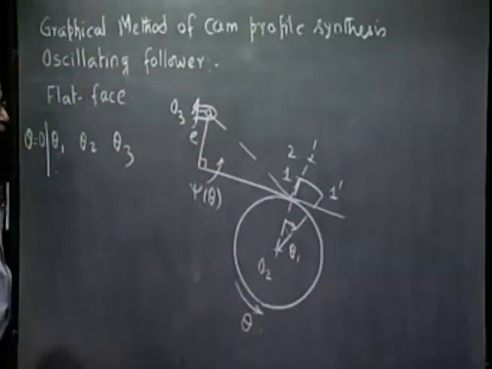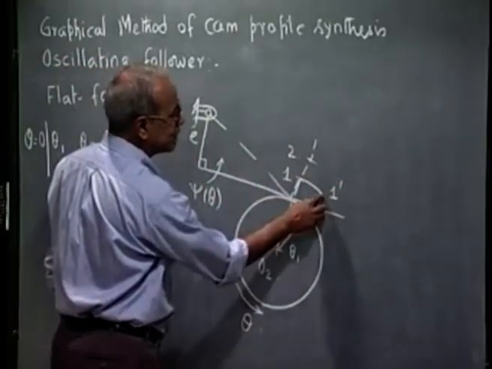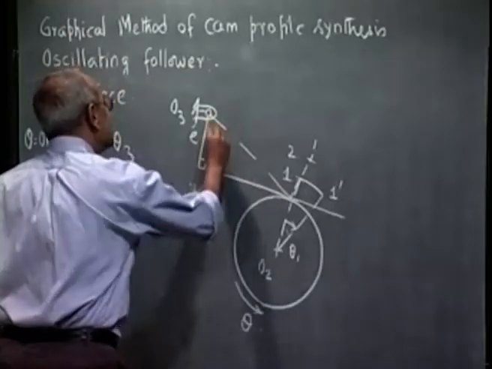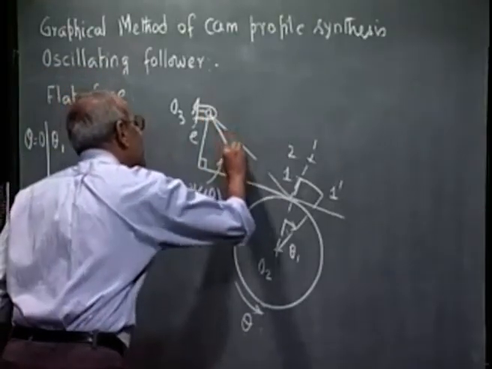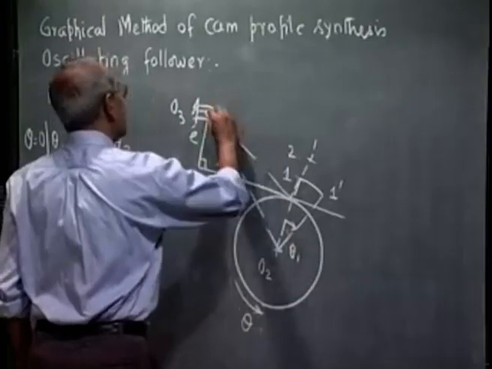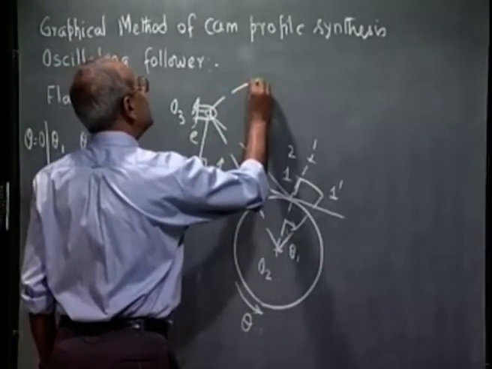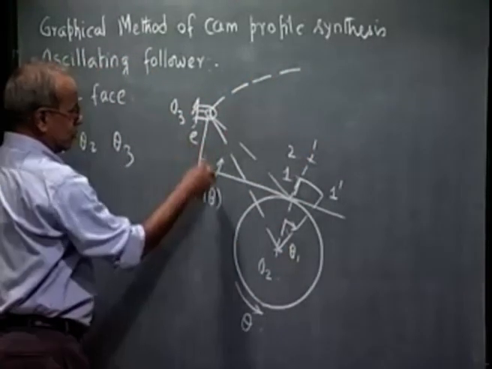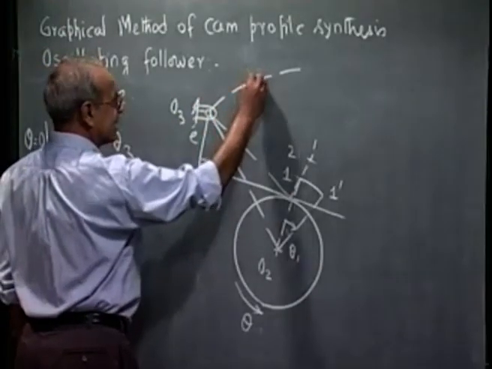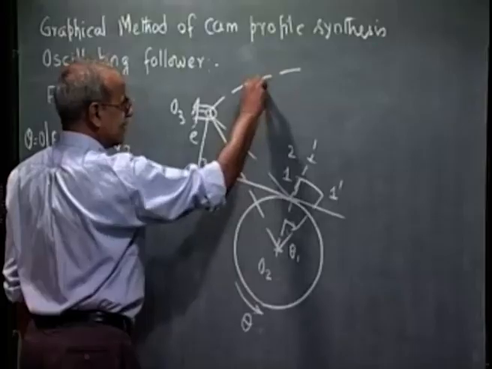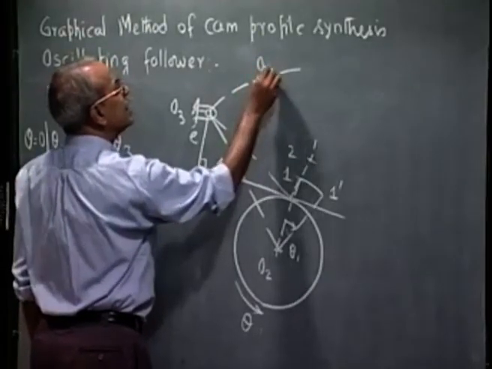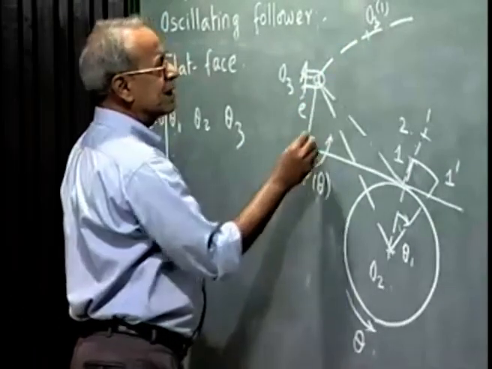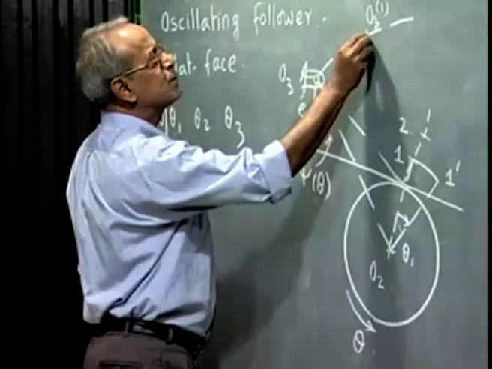The next question is, how do I draw the flat face passing through this point 1 in the inverted position? For that, O2 O3 I rotate as before. The O3 inverted position is, say, here, which I call O3 1 prime. Now, here I draw a circle of radius E with this point as center.